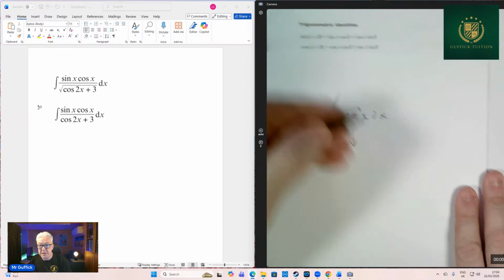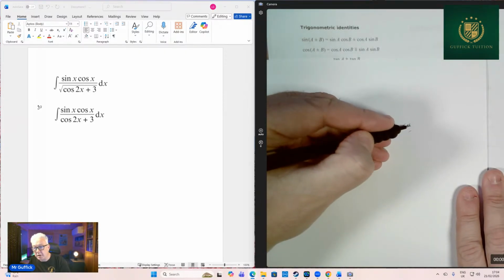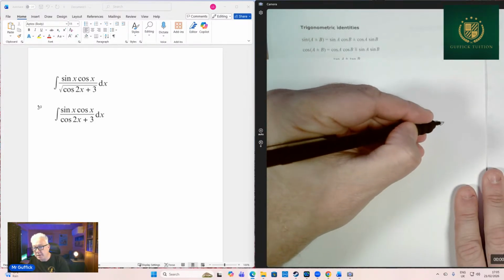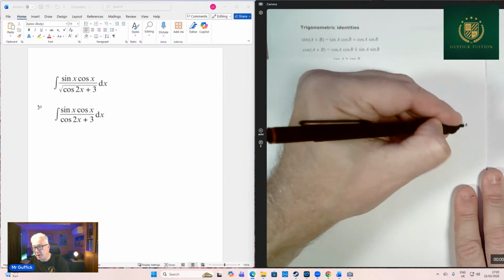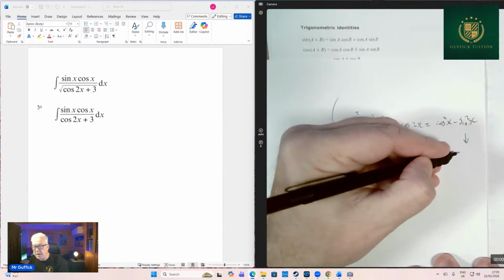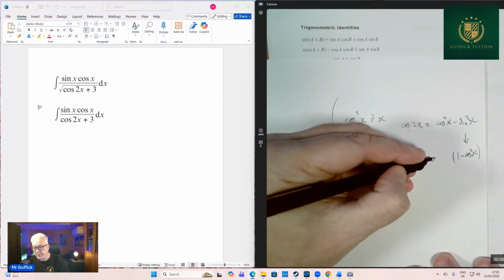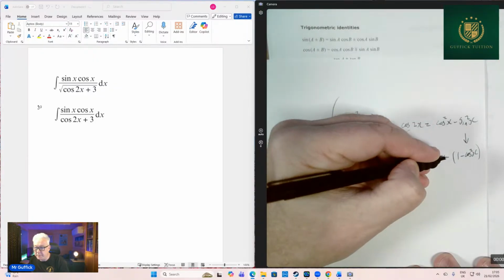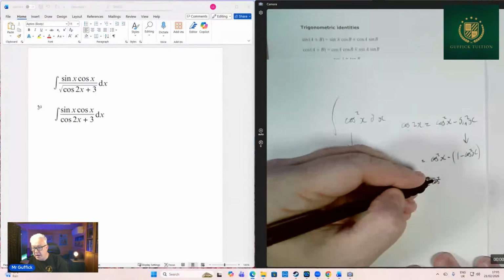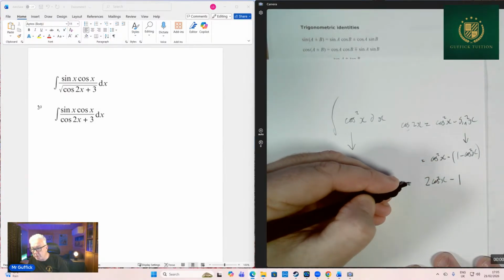And the identity that we use is from the formula booklet here, cos 2x. So if I write down cos of 2x, cos of 2x is going to be cos squared x minus sine squared x. And then because we're integrating cos squared, we want to change this sine squared into 1 minus cos squared. So we've now got cos squared x minus 1 minus cos squared, which goes to 2 lots of cos squared x minus 1. So that is equal to cos 2x.